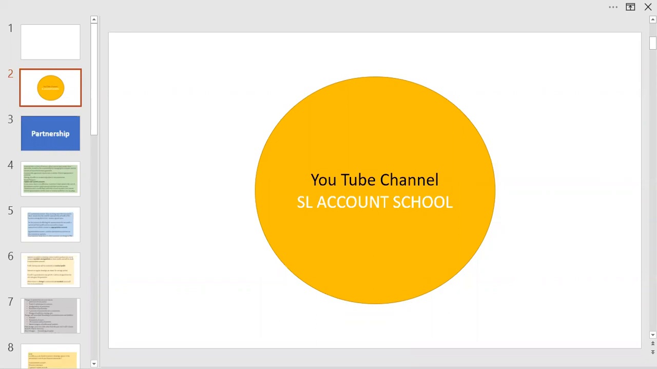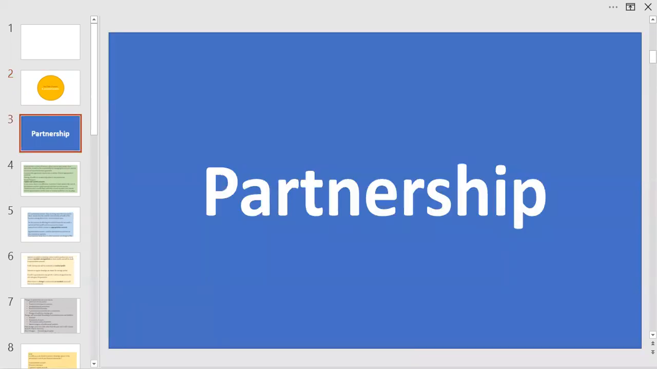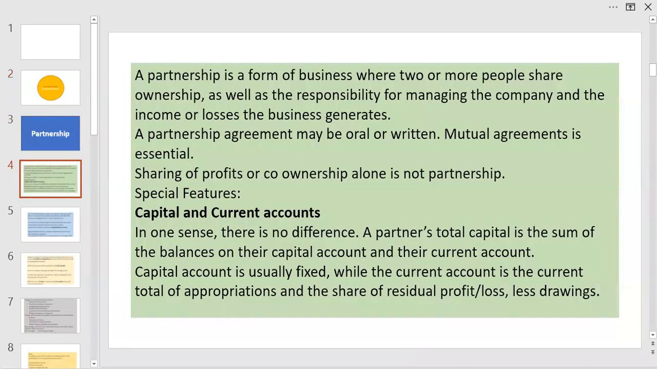Today's topic is partnership accounts. A partnership is a form of business where two or more people share ownership and the responsibility for managing the company and income or losses the business generates. The foundation, or the fundamental basis, for the existence of a partnership is mutual agreement among partners. A partnership agreement may be implied, oral, or in writing.